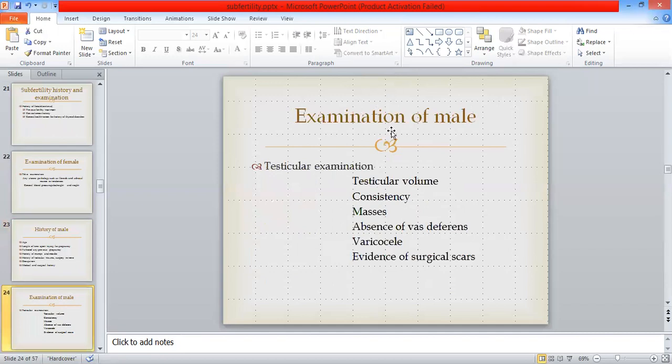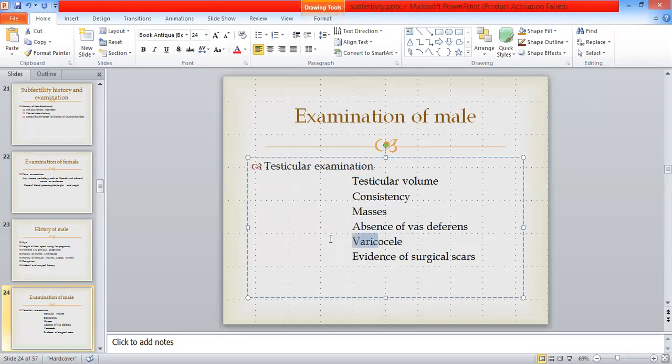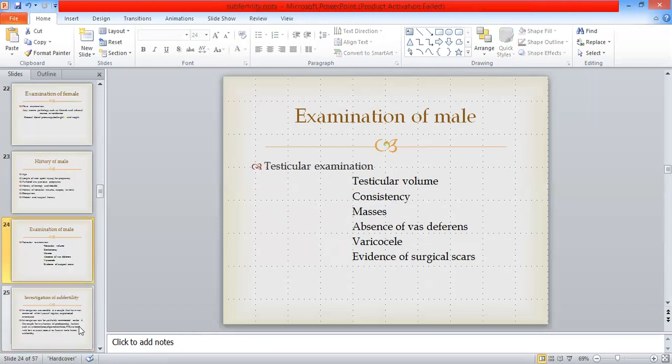Now, examination of the male. While examining the male partner, testicular examination is very important. In testicular examination, look for the testicular volume, consistency, any masses in the scrotum, absence or presence of the vas deferens, any varicocele, and evidence of surgical scars. Testicular examination is important in patients with subfertility.